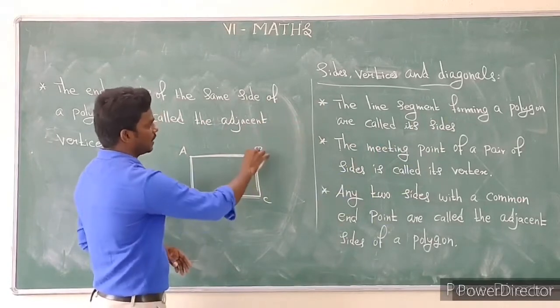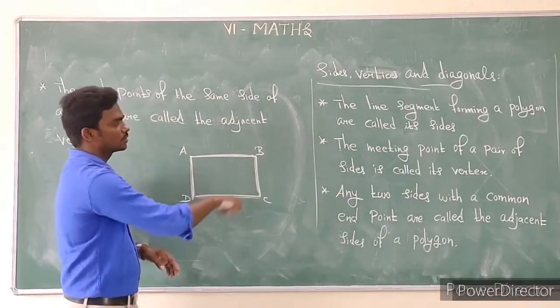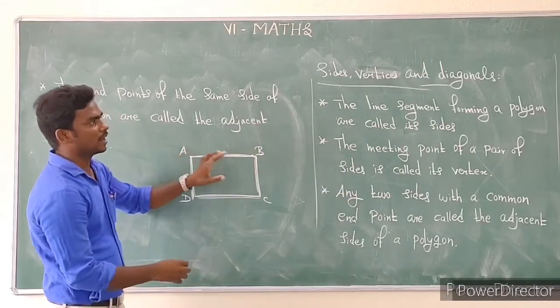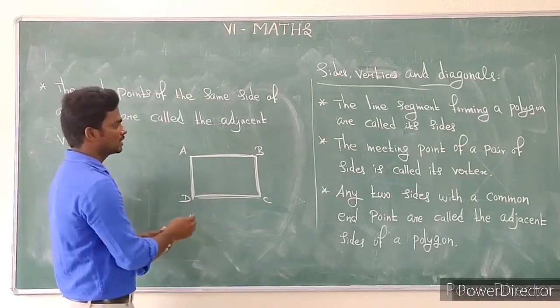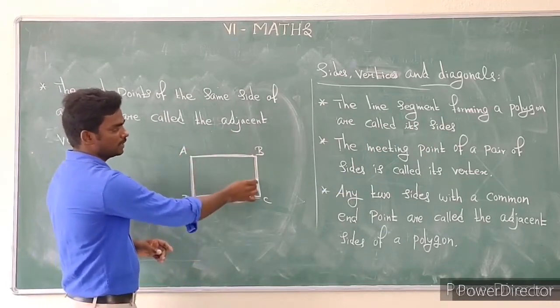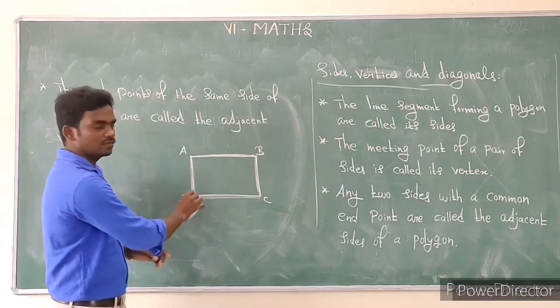A line segment forming a polygon. What is a polygon? It's a simple closed figure. The line segments forming a polygon are called its sides. So what are the sides here? AB is one side, BC, CD, and DA are the four sides.